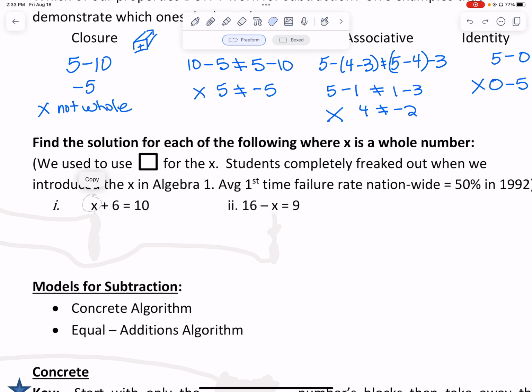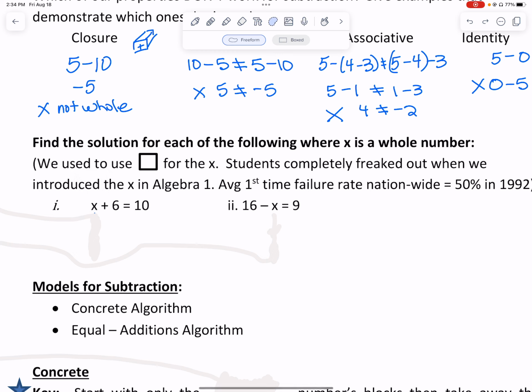Students completely freak out when you put an X in. I remember talking with my sister. She's 7 years older than me. I remember looking over her shoulder and saying, "What you doing?" She's like, "I'm doing math." And I saw all those letters, and I must have been a bratty kid, because I remember saying, "You're not doing math. That's a bunch of letters." So it really does make students freak out when they start seeing letters in a math class.